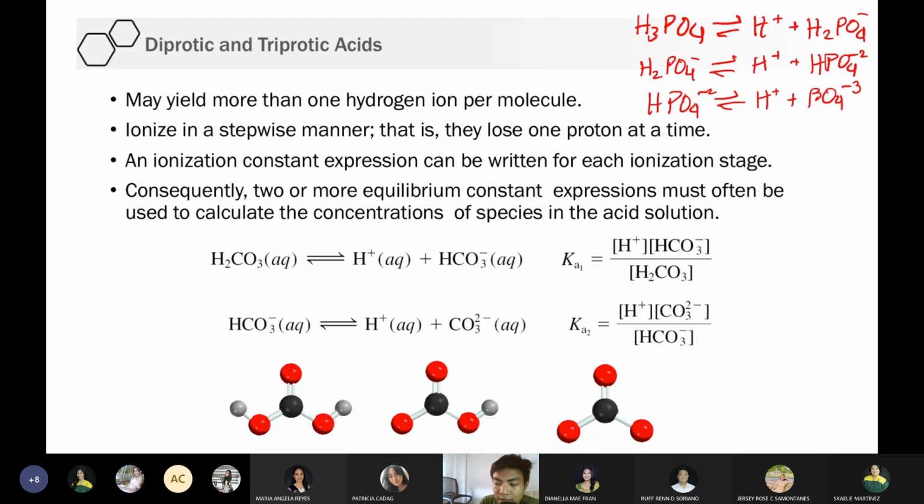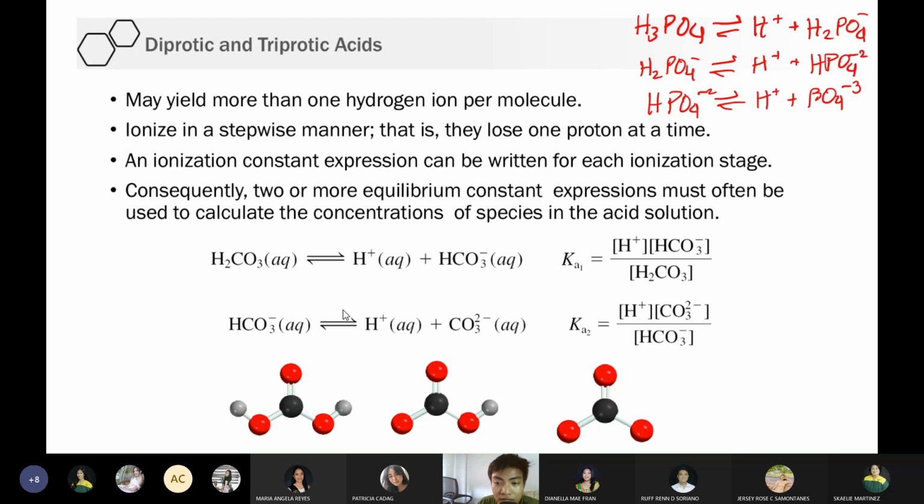And since it's stepwise, that means for each step there is an ionization constant for each step. Ibig sabihin, iba yung ionization constant for this step and iba din yung sa nasa baba. Ibig sabihin, if you're going to calculate for the equilibrium concentration of carbonate, dadaanan mo muna to, then ito. So 2 times ka mag-ICE table. That's why shinare ko yung small x approximation.